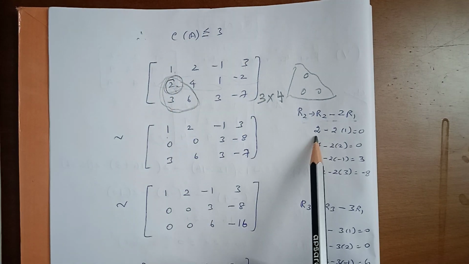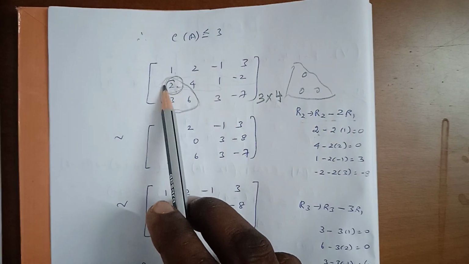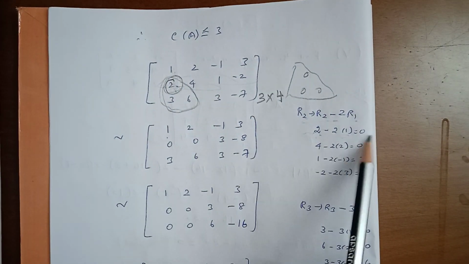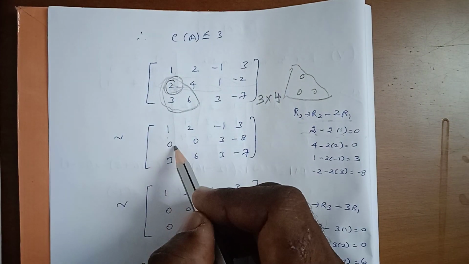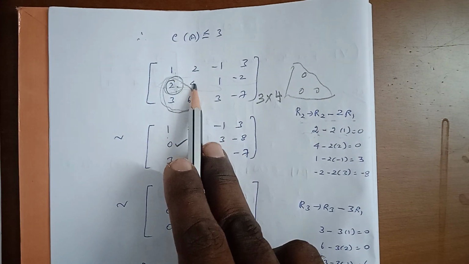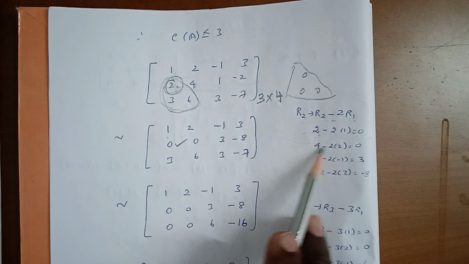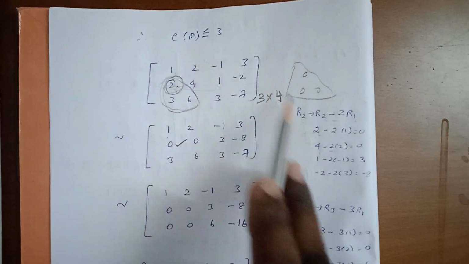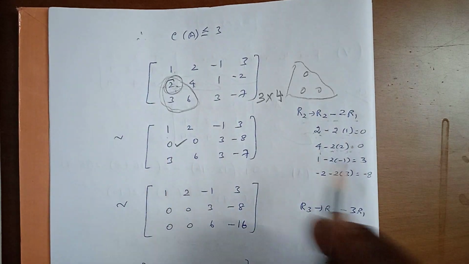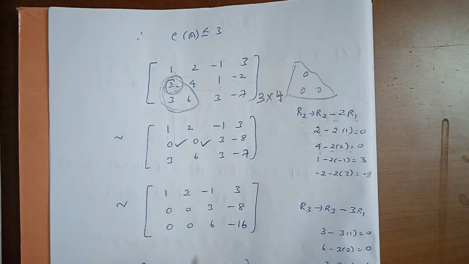So the calculation is, 2 is here in R2, so 2 minus 2R1. The R1 value is 1, so 2 minus 2 is 0. This value is 0. Again R2 minus 2R1: the R2 value is 4 minus 2 times the R1 value 2. 4 minus 2 into 2 is 4, and 4 minus 4 is 0.